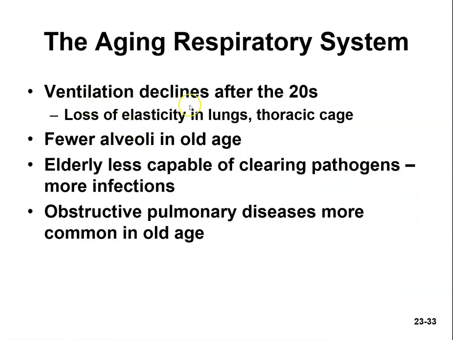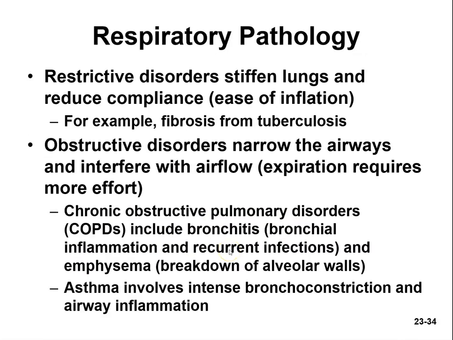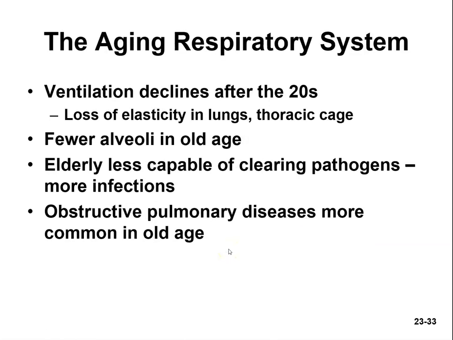Ventilation declines after the 20s. There is loss of elasticity in the lungs and thoracic cage. You have fewer alveoli in old age. The elderly are less capable of clearing pathogens, so they get more infections. They get more viruses, and bacteria stay in their lungs. They can't breathe out. And obstructive pulmonary diseases are more common in old age. Let's talk about those pathologies in the next slides.